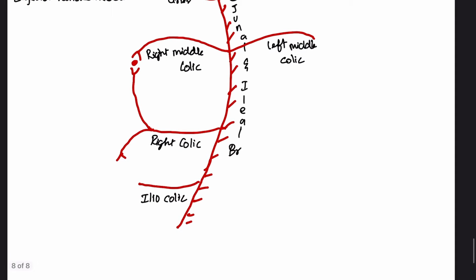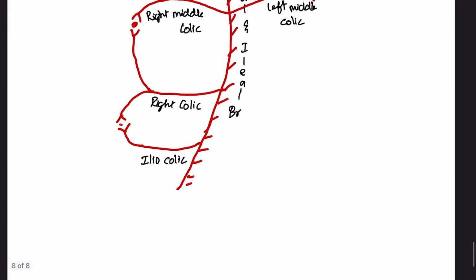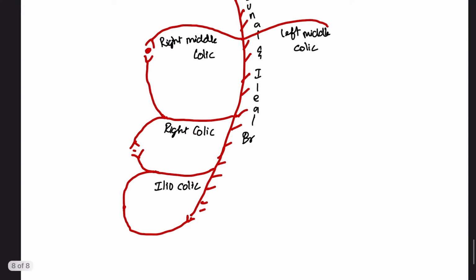Similar to that, the iliocolic artery also has an ascending part and a descending part. The ascending part of the iliocolic artery anastomoses with the right colic artery, and the descending part of the iliocolic artery in turn anastomoses with the superior mesenteric artery itself.